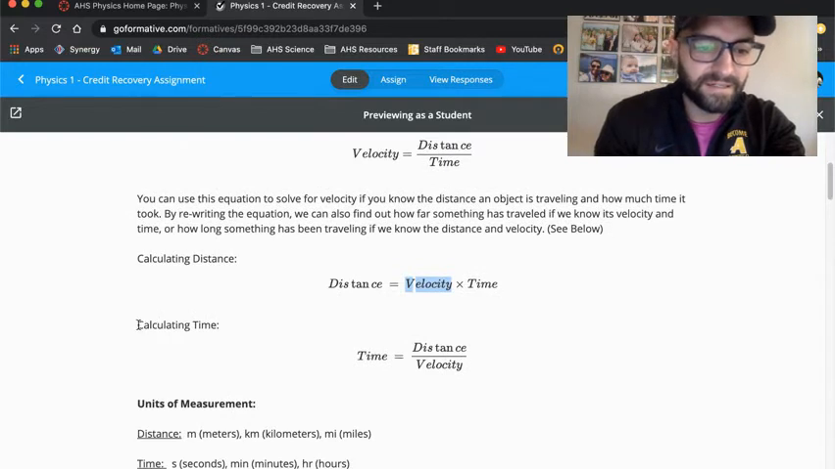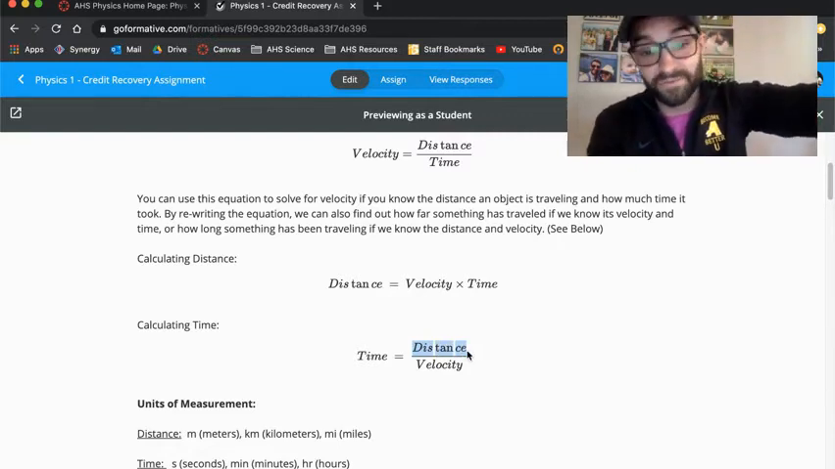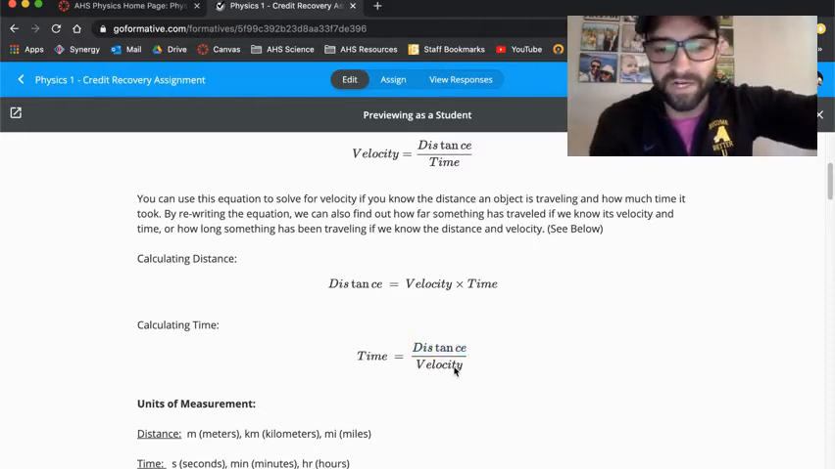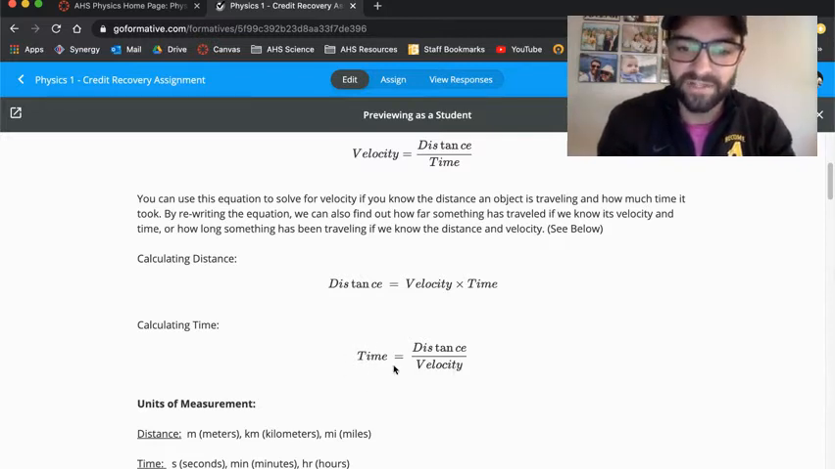Then calculating time. Okay, how long would it take? So the scenario would really be if you're trying to go 100 miles. Yeah, that's pretty far, right? 100 miles, and you're going 20 miles per hour. How long would it take you? Okay, and so you could answer that question using distance divided by velocity.